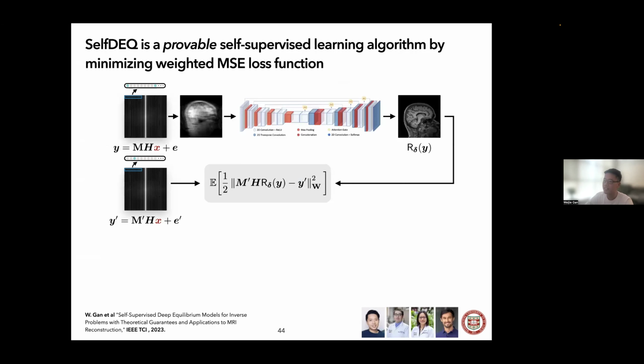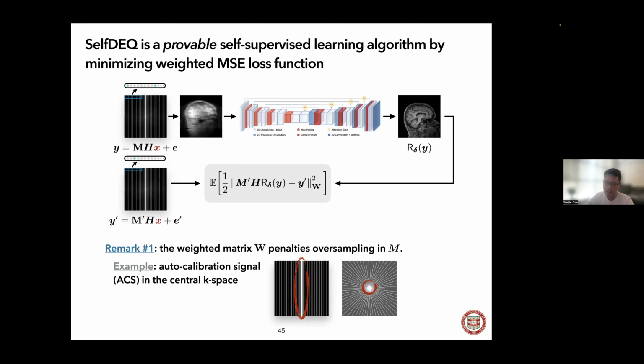In order to train it, it's still the same idea. You have your Y as the input of a neural network, and then you ask the neural network to predict the Y prime. The loss function is also formulated in the measurement domain rather than in the imaging domain. There are two remarks I could make here. The first remark is that it's not a simple mean square error loss. It's a weighted MSE loss.